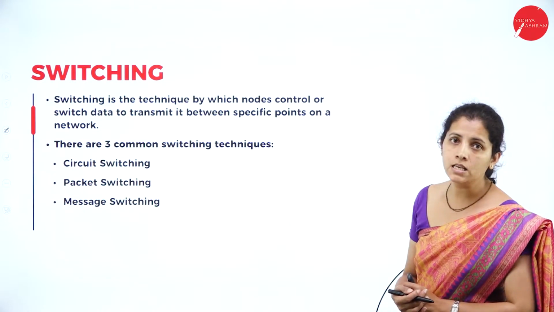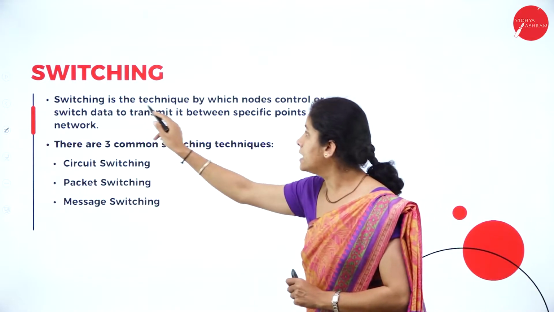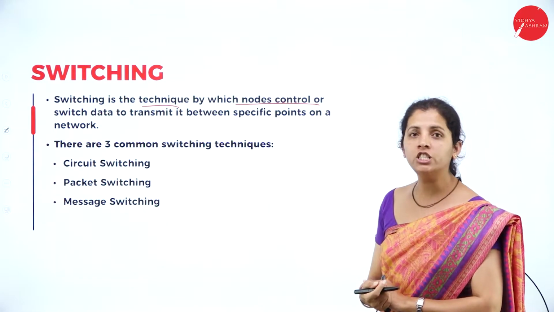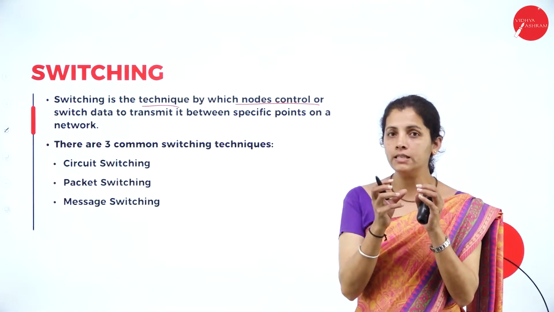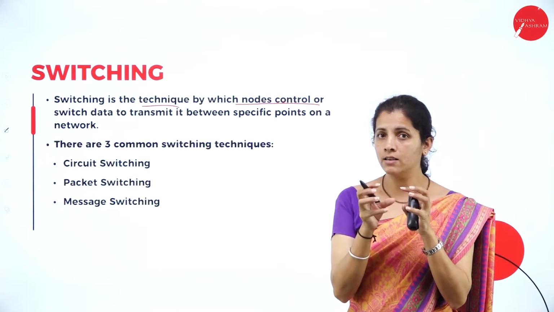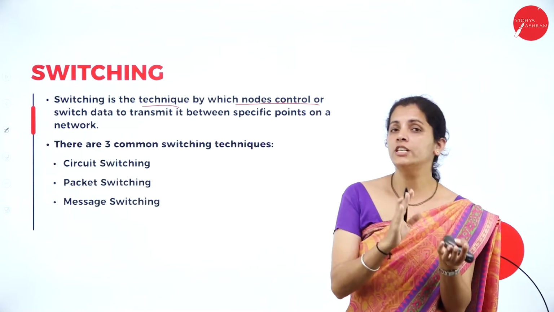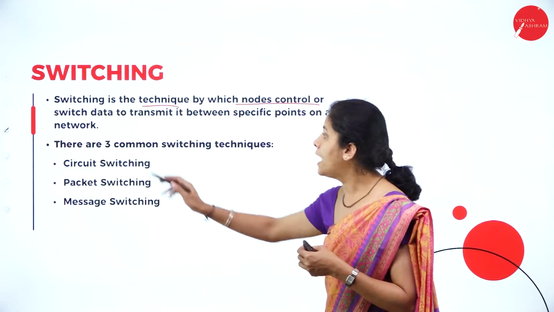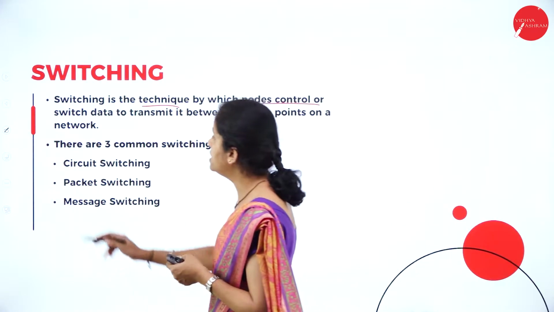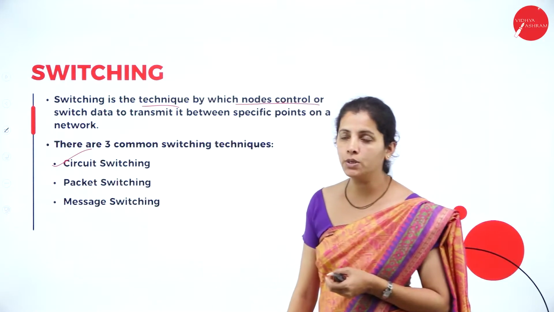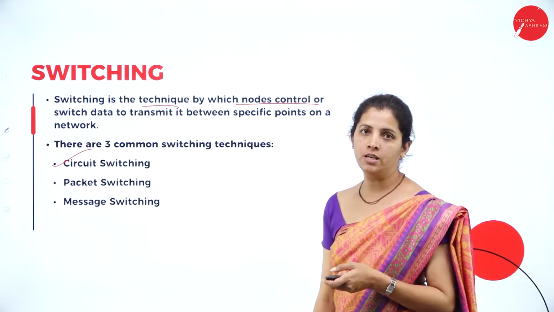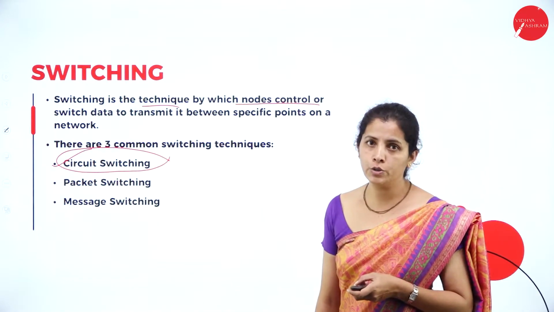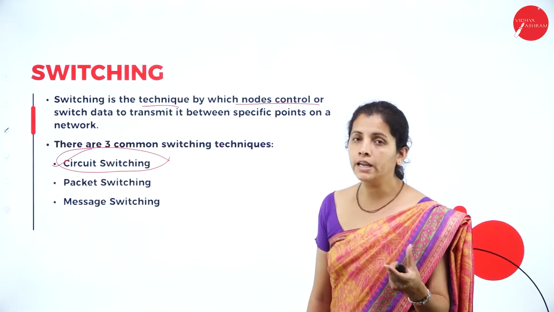Now, if I consider switching, switching is the technique by which nodes control or switch the data. So here node is nothing but the device which is responsible for switching the data. Switching the data in the sense what? Transferring the data. And there are three types of switching: circuit switching, packet switching and message switching. So circuit switching, where we are going to come across circuit switching, that is our telephone line.